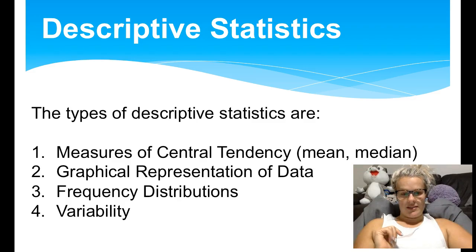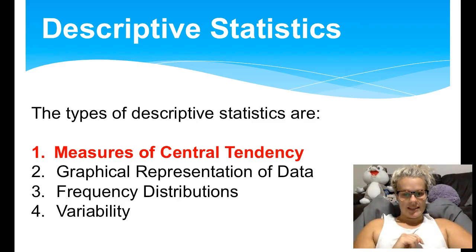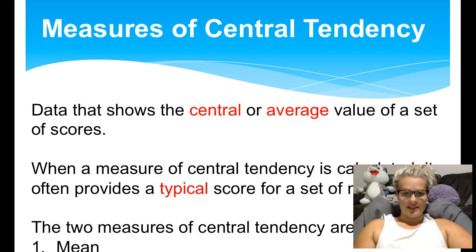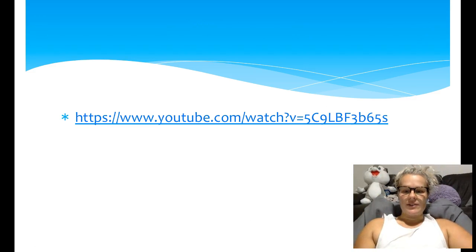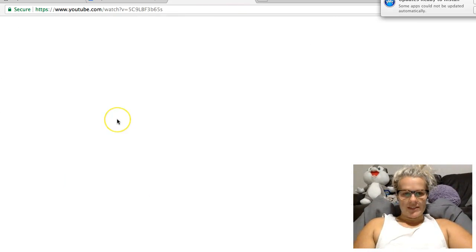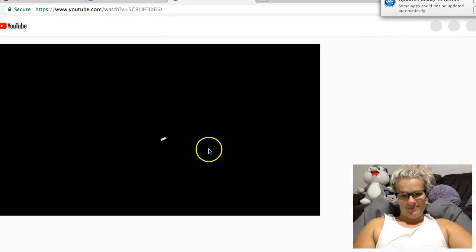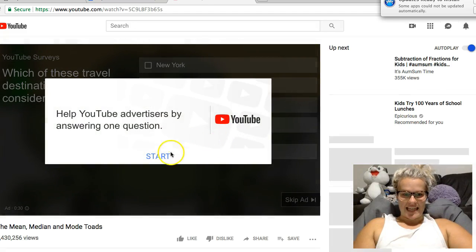So we are about to start with the measures of central tendency. So there are two, and sorry, one of them is cut off in this PowerPoint, and these show the central or the average value set of scores. So when it's measured, it shows the typical score for the numbers, because we don't use all of the numbers in our data set. We only use the middle one.